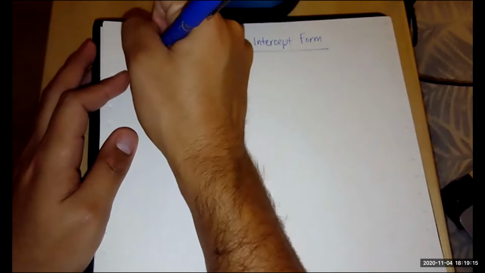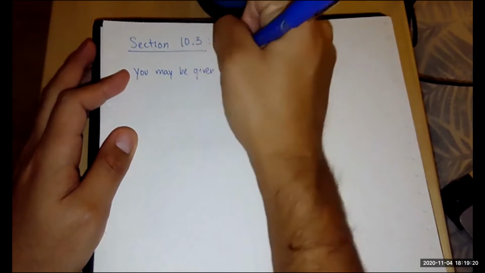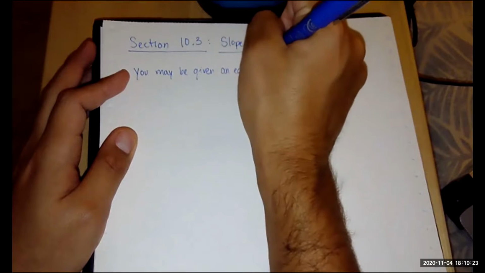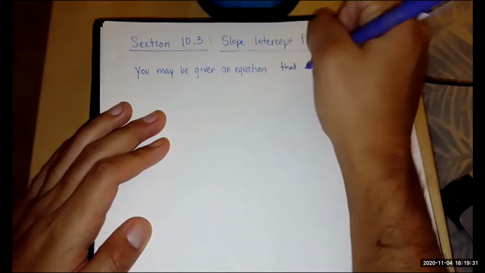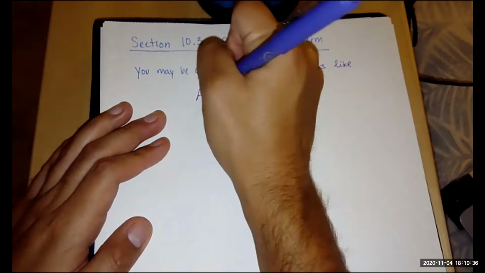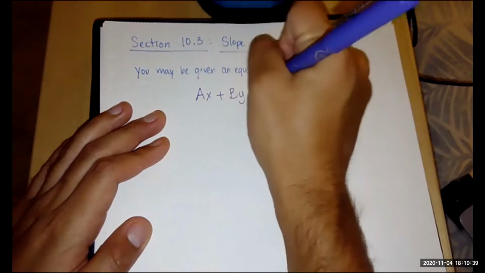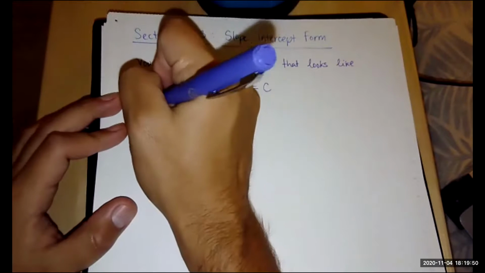And so you might be given a linear equation, and it looks like I'm running out of ink yet again. Not to worry. That looks like this: Ax plus By equals C, where A, B, and C are just numbers.